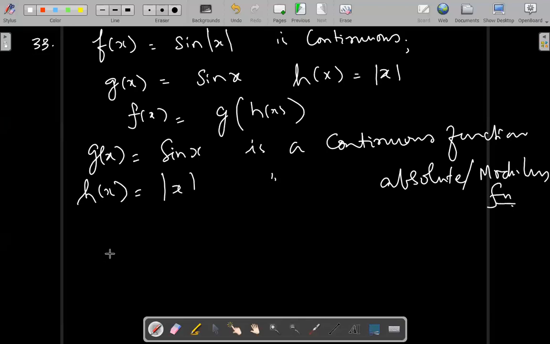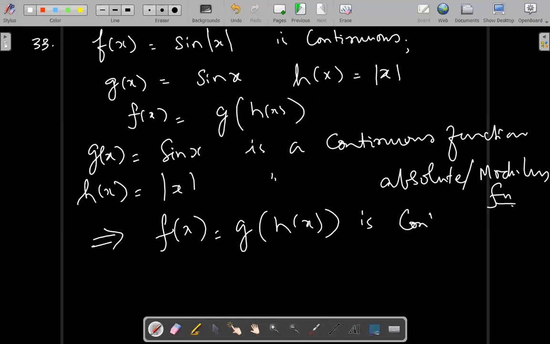Modulus function. Okay. So that implies that f of x, which is the composite of g of h of x, is continuous. That's why these questions 31, 32, 33, 34 can come only as 2 marks questions. It can't come as a 4 or 5 marks question. So the important ones we covered already. Now the last question of this exercise.